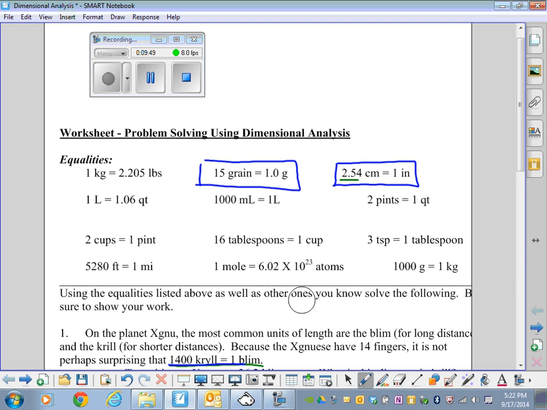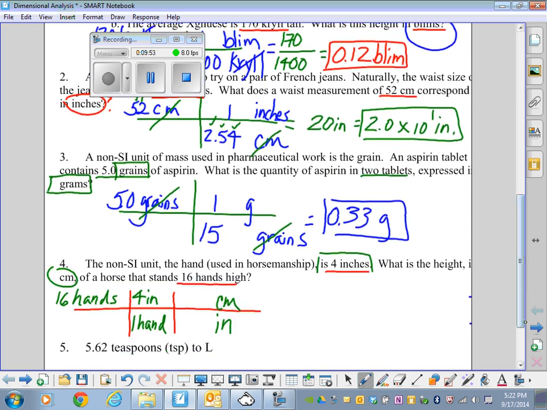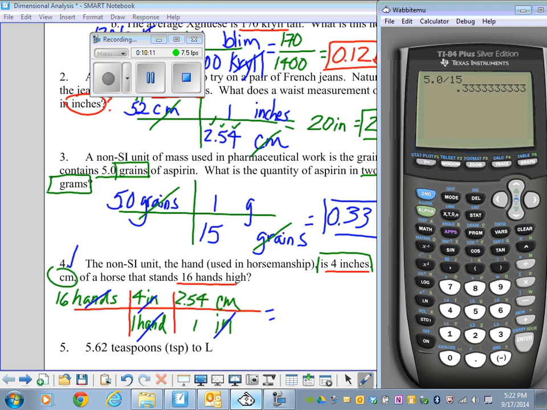Scrolling up to the top of the page, let's see. What is that relationship? 2.54 centimeters in 1 inch. So we put 2.54 centimeters in every 1 inch. And now we go and we cancel like units. And we're left in centimeters, which is what we want. And we will solve using our calculator.